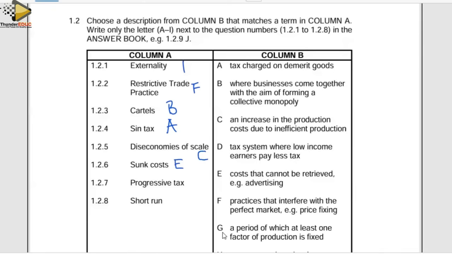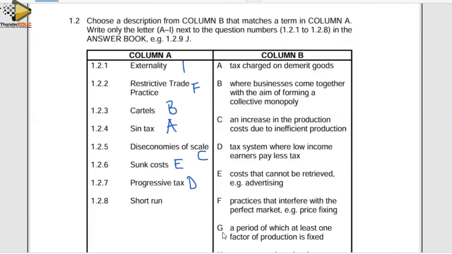Then we have a progressive tax system. We understand that a progressive tax system is the typical tax regime for South Africa, whereby given income levels belong to different tax brackets, with the lower level income having a tax bracket which is also having a lower percentage, and with a higher income also belonging to a higher percentage tax bracket. That is progressive. The higher you earn, the more you pay. So progressive tax matches with a tax system where low income pay less tax, which is D.